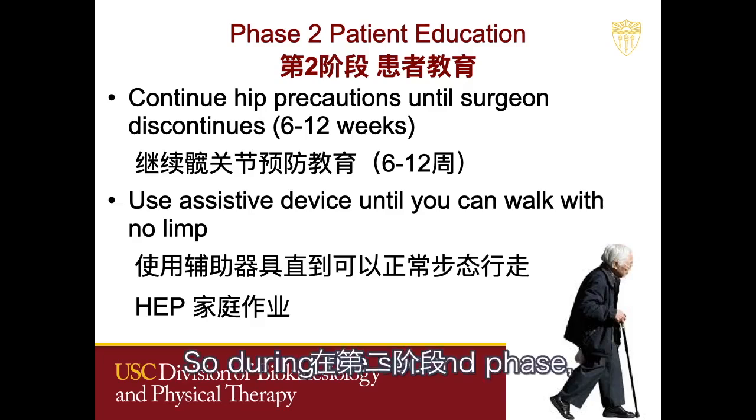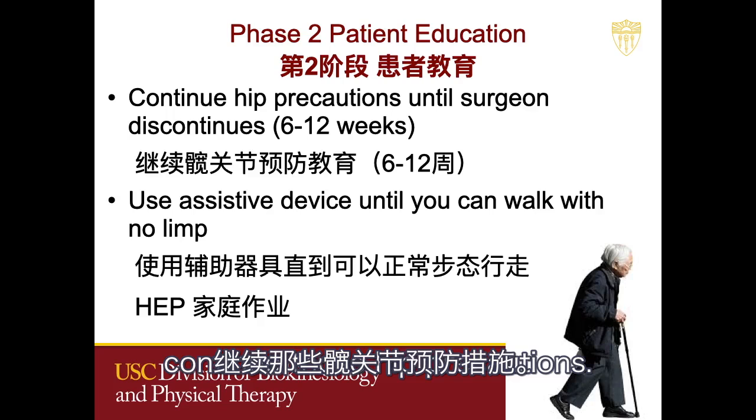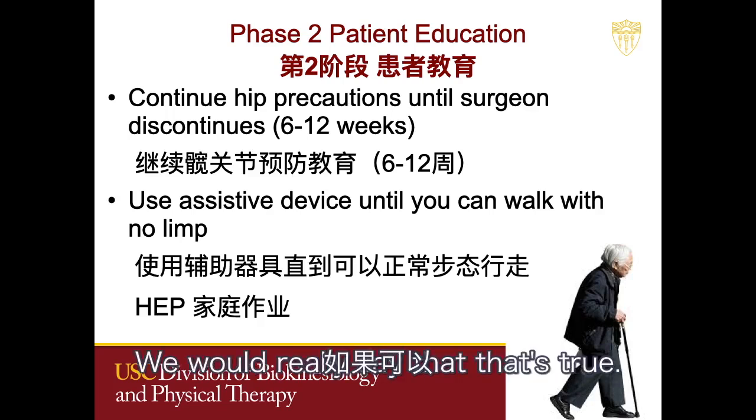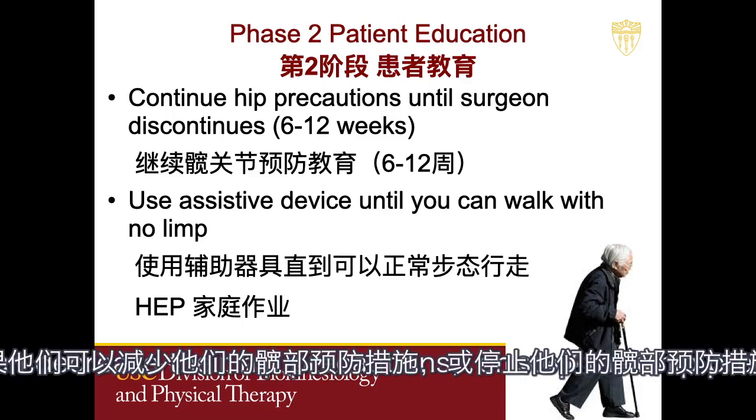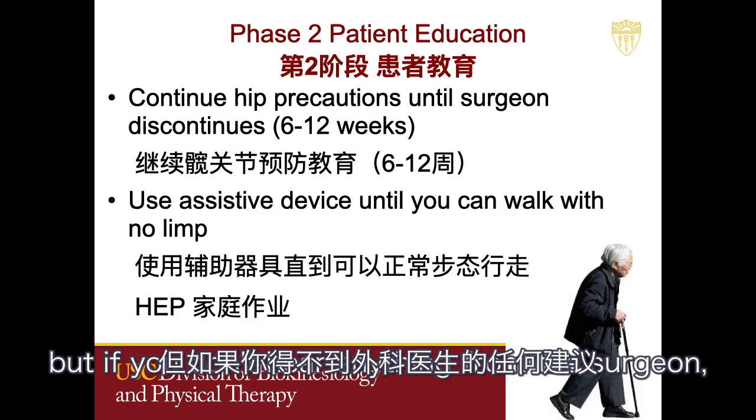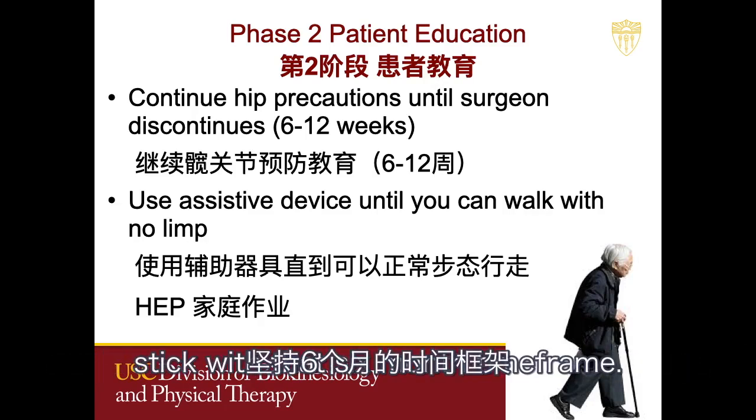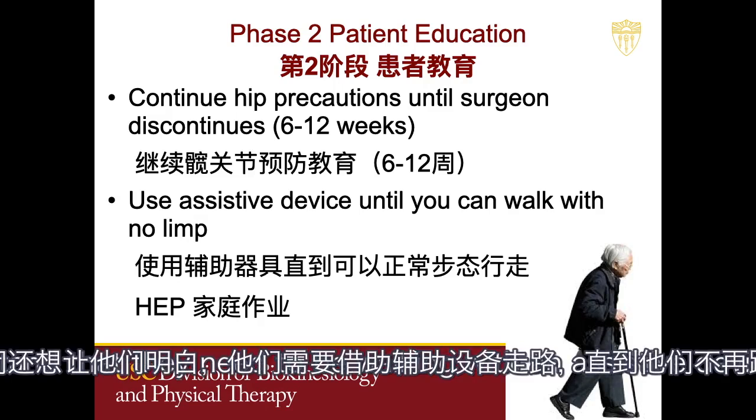So during the second phase, continue those hip precautions. We would really say that that's true. You can always talk to the surgeon if you have that option to find out if they can decrease their hip precautions or stop their hip precautions. But if you don't hear anything from the surgeon, stick with that 6-month time frame. We also want them to understand that they need to be walking with an assistive device until they don't have a limp, until there's no antalgia.